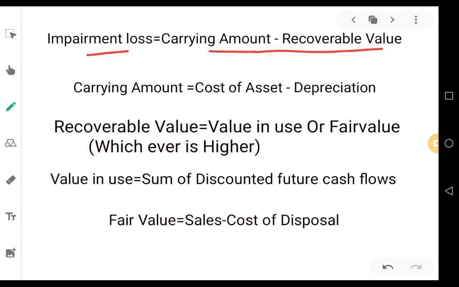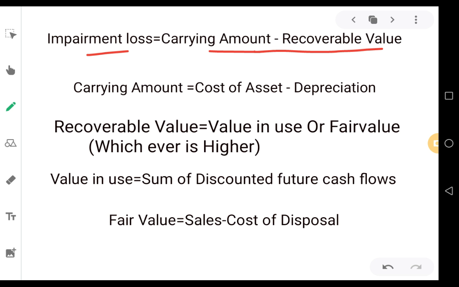The main formula which you use to calculate impairment loss is carrying amount of the asset minus recoverable value of the asset. Carrying amount minus recoverable value. So you should easily remember this. Impairment loss is equal to carrying amount minus recoverable value.